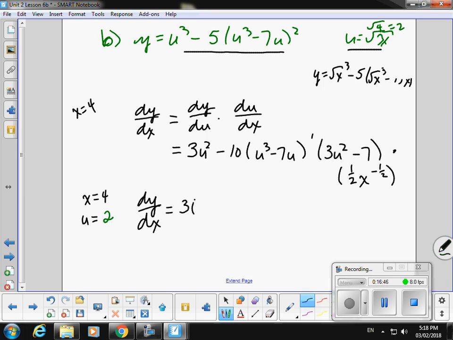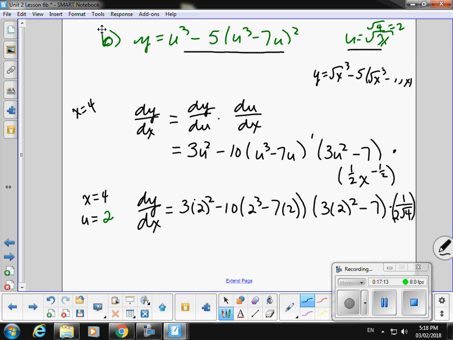So I have 3 times 2 squared. Take away 10 times 2 cubed, minus 7 times 2, times, wow, it's ugly. Subtract 7, all of that, times, when x is 4, I've got 1/2 root of 4. So I'm just trying to make that a little bit nicer so I don't make too many mathematical errors. Here we go. 12, subtract 10 times 8, subtract 14 is -6, times 12, subtract 7 is 5.